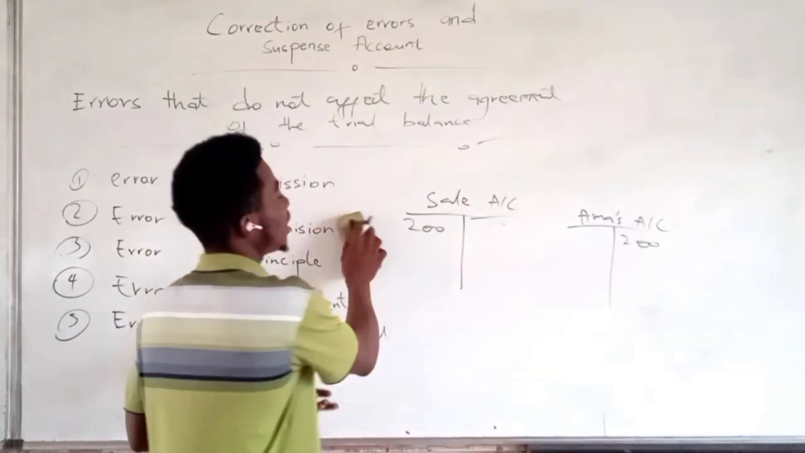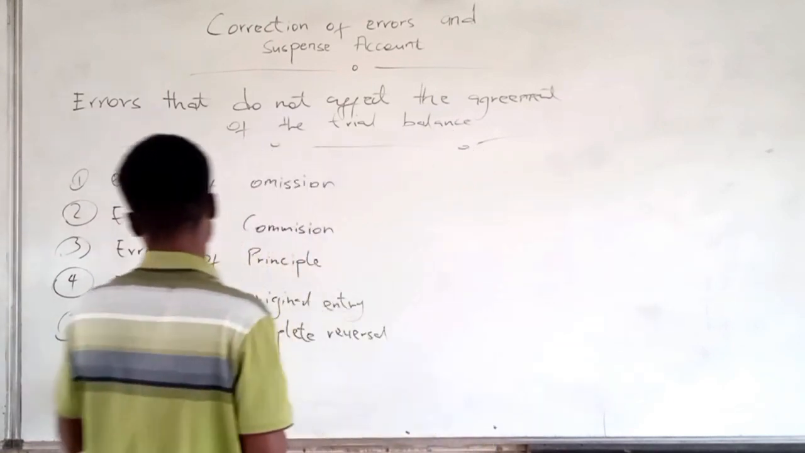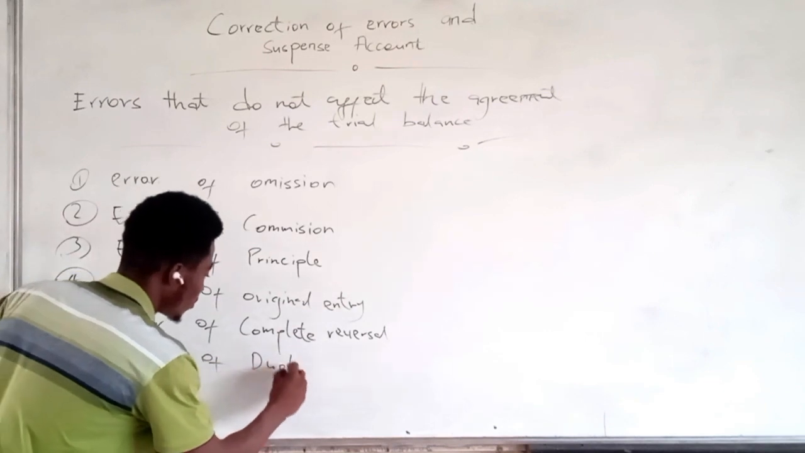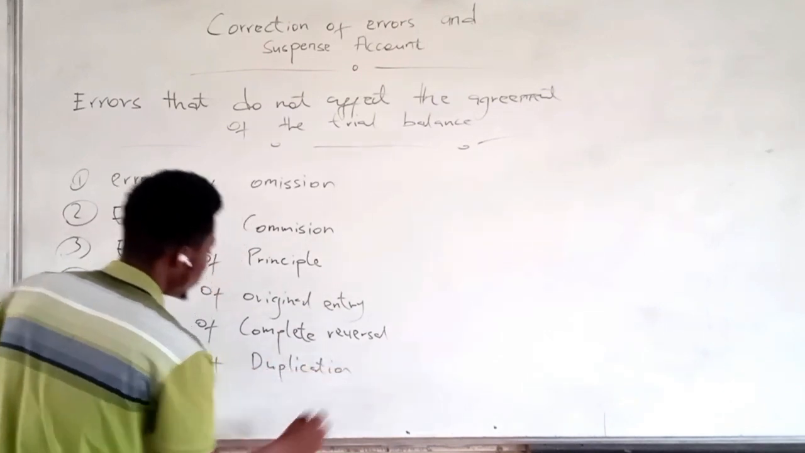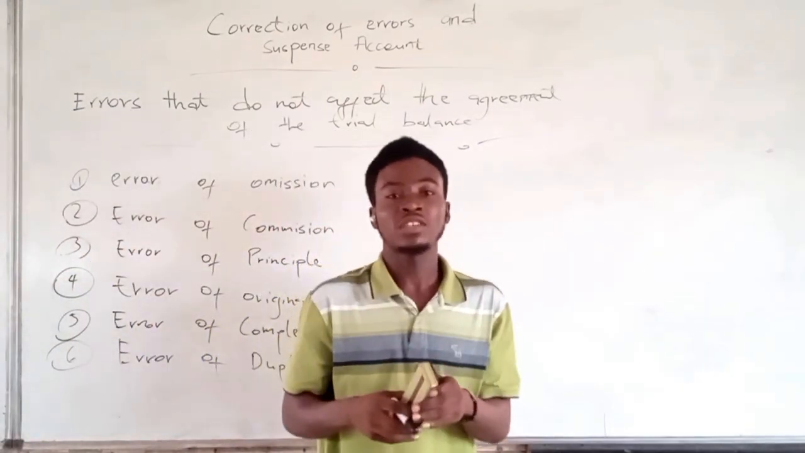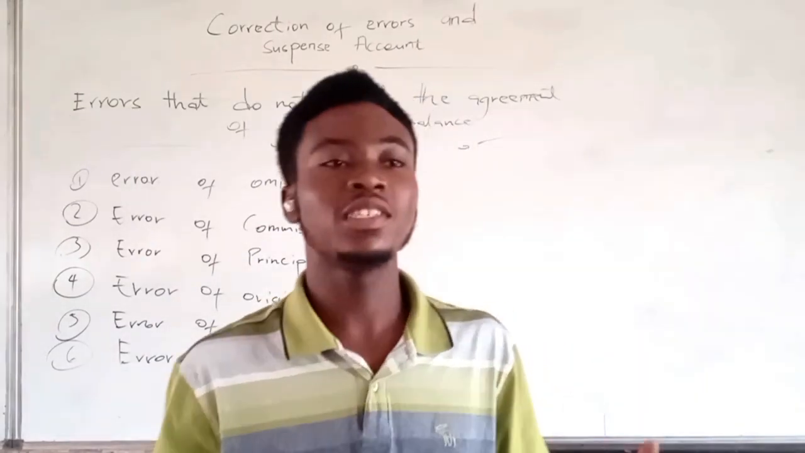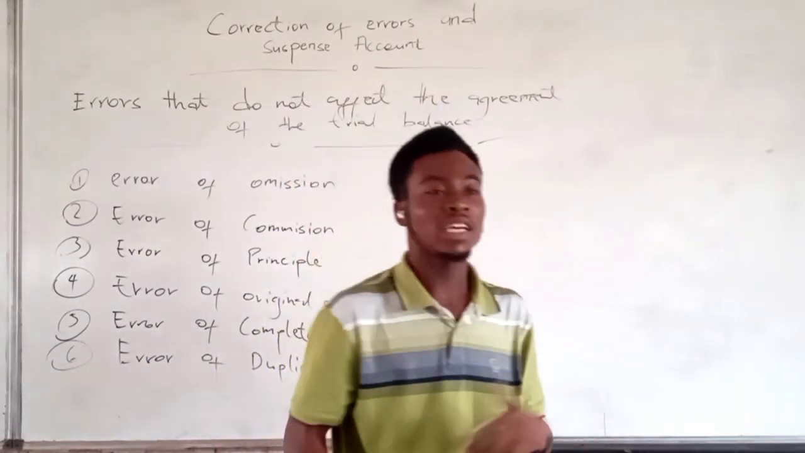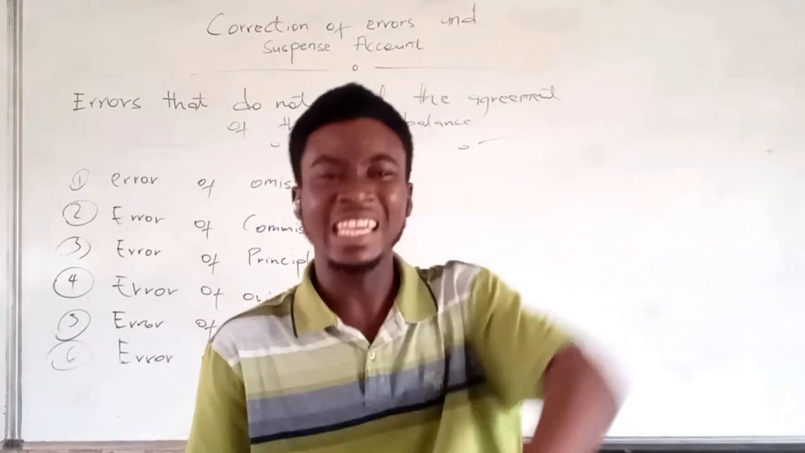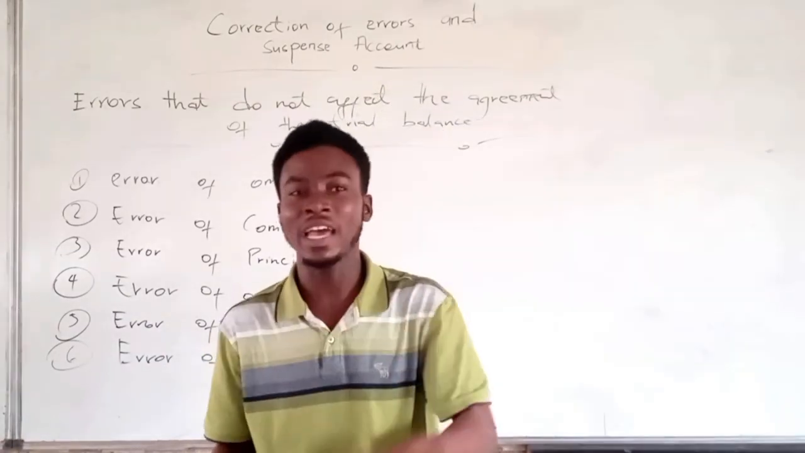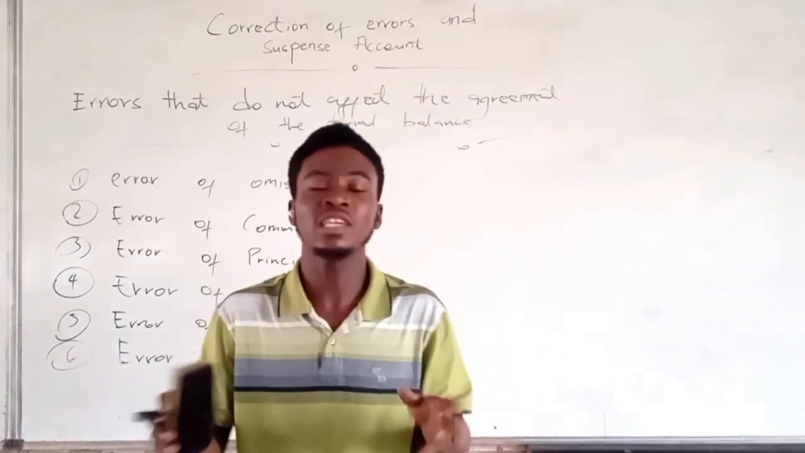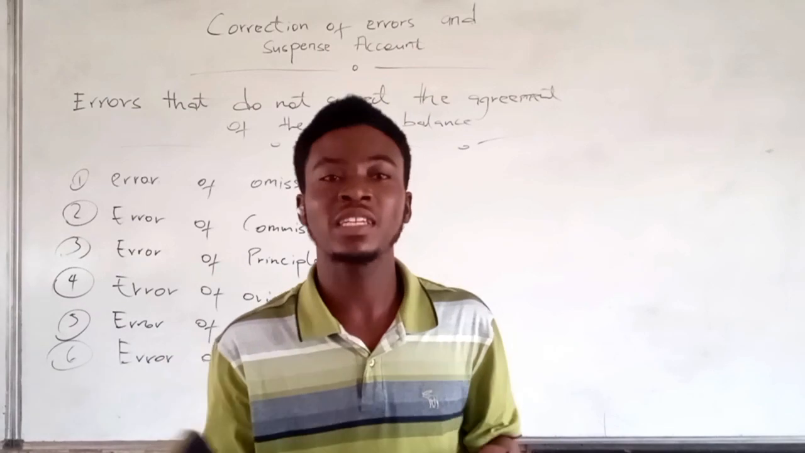So let's go to another error that will not affect the agreement of the trial balance. Compensation. Let's say a transaction was made. We are supposed to do what? Credit sales and debit Amex. So we credited sales and debited Amex, and we recorded it again. Credit sales and debited Amex again, twice. We did it twice. This error is not going to affect the agreement of the trial balance, even though we recorded it twice.